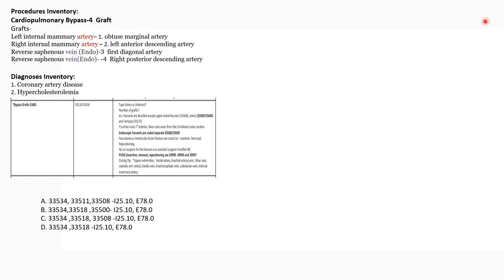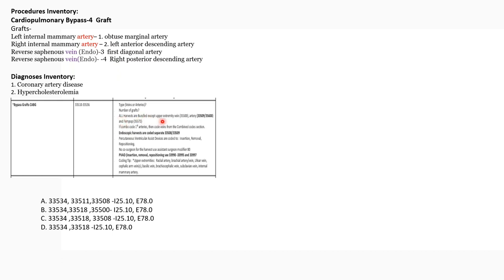And this is going to be our friend in solving this scenario. This is our FDR for bypass graft coding. Types of the graft, which we have to check first: veins or arteries. We already checked, we are having two arteries and two veins. And the number of grafts, which is again important. We are having four grafts used.